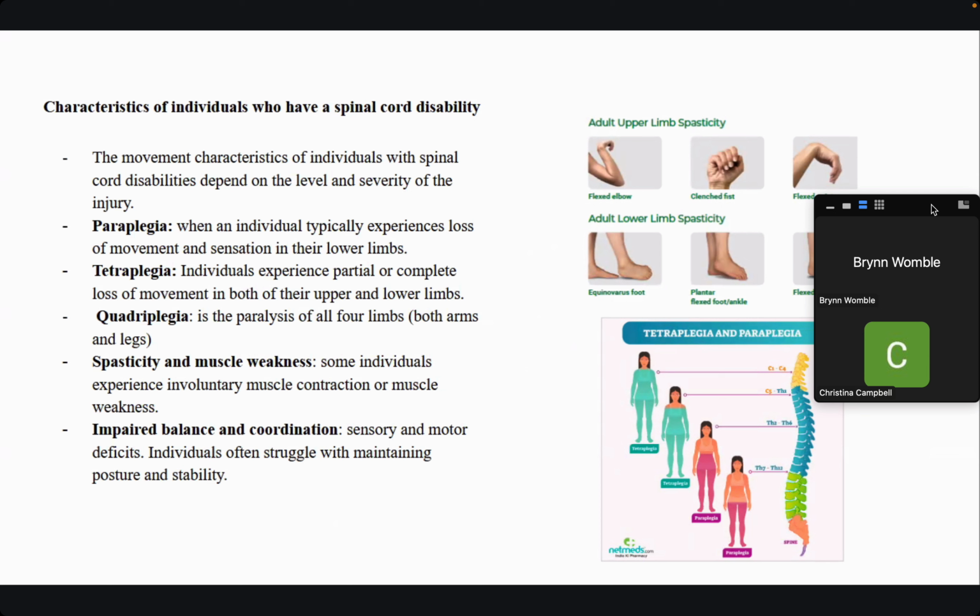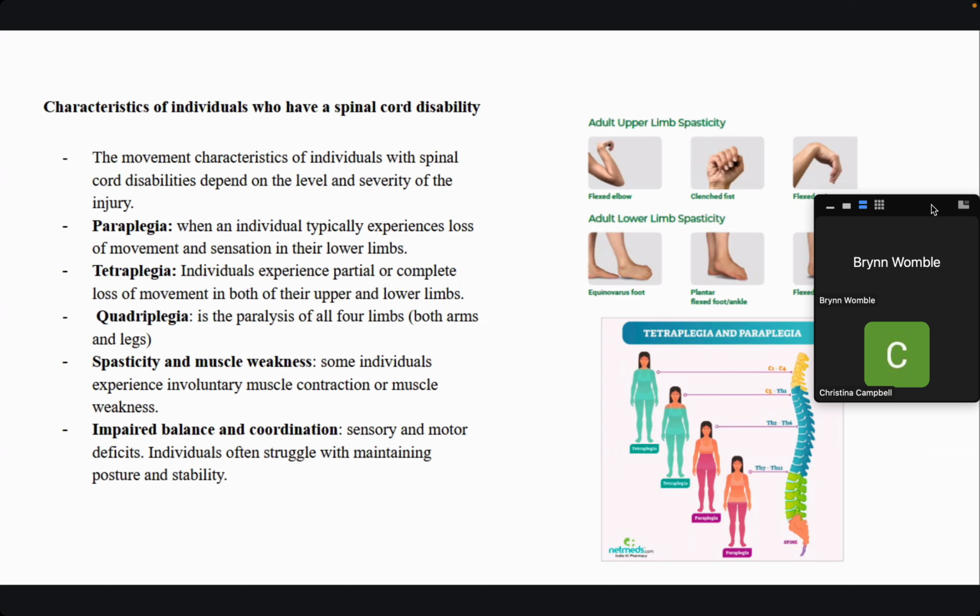And then going more off of what Christina just said, the movement characteristics of individuals with spinal cord disabilities depend on the level and severity of the injury. So paraplegia is an injury at thoracic, lumbar, and sacral levels, which is T1 to S5. This is when an individual typically experiences loss of movement and sensation in their lower limbs. Their upper body tends to function intact. This individual may use a wheelchair or assistive devices for mobility.